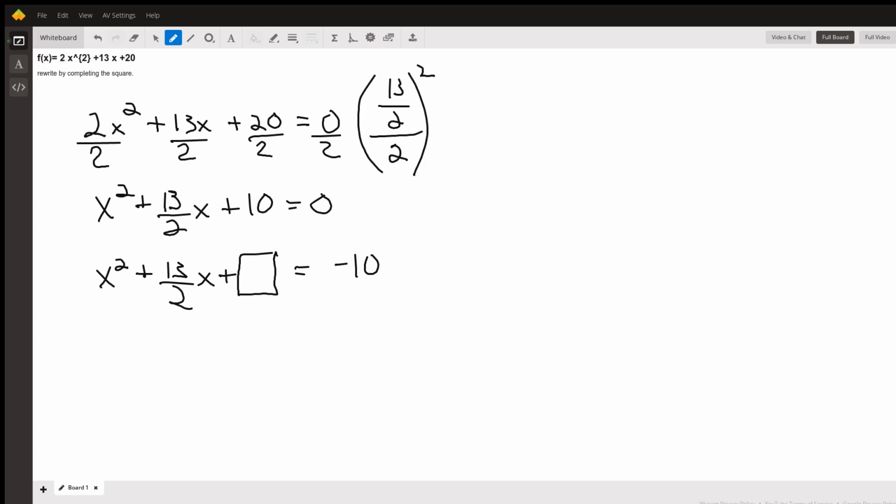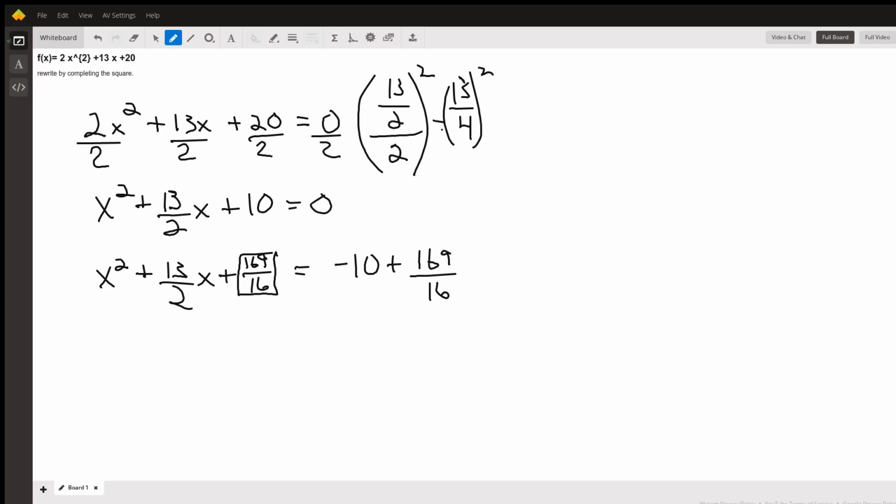So this ends up giving me 13 over 4. And then I'll square that. So I'm going to have 169 over 16. I'm squaring both. So I've got to add that to the right side as well. So I'm going to add 169 over 16. What I do to the left, I have to do to the right.